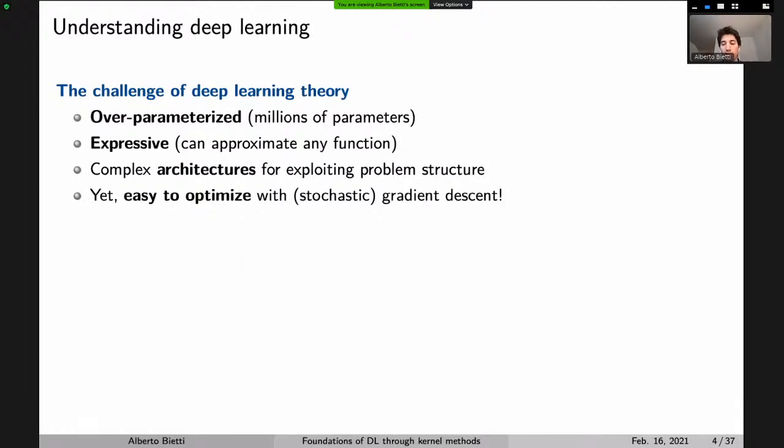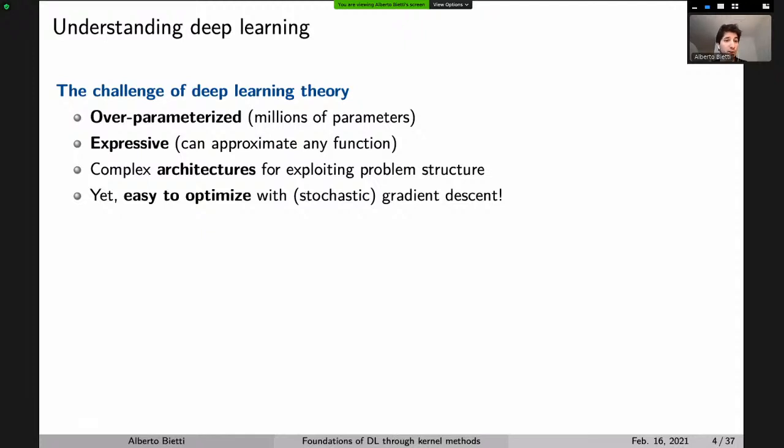So there's been a lot of work in the past few years already, but the typical challenge is that because these models are very large, they're very over-parameterized. So classical theories that maybe count the number of parameters are basically doomed to fail because these numbers are so large that we can't really say much.